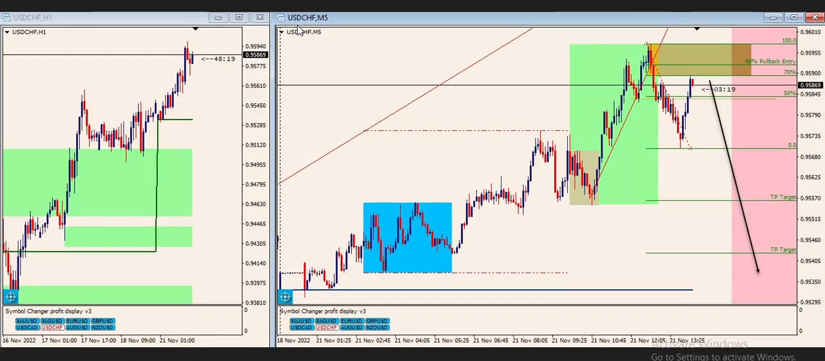Then this is USD CHF, the same thing happened here. This is for a sell. You can see price is above the weekly open and daily open.